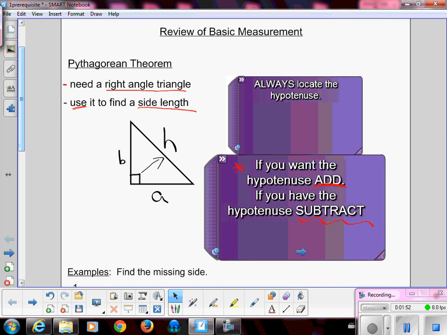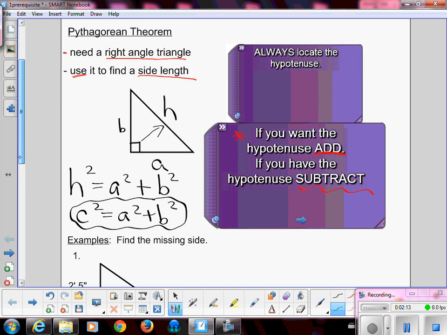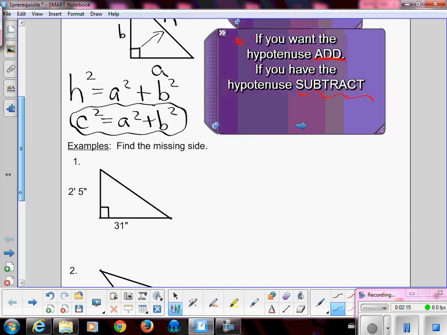The actual Pythagorean theorem is h squared equals a squared plus b squared. Depending on your teacher, you may have seen it like this as well, and that is fine. That's often acceptable. I like the h squared only because it reminds me that it's the hypotenuse that has to be squared. So let's look at some examples. The first one says find the missing side. I have feet and inches here, so I need to look at that as well.